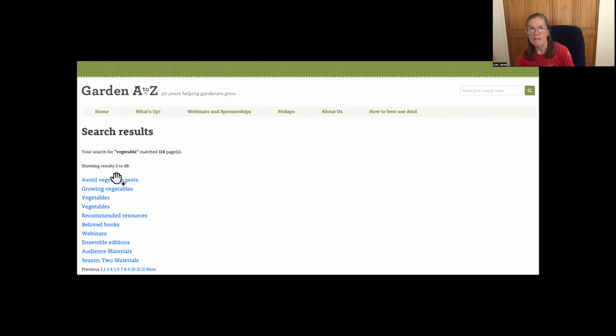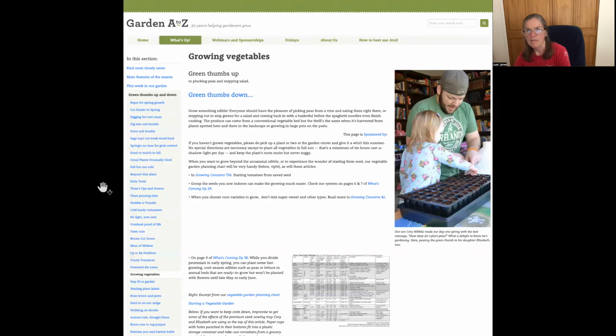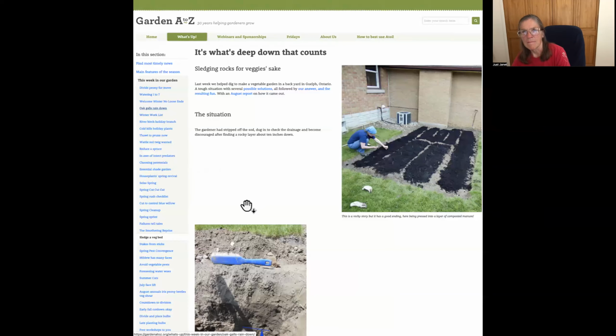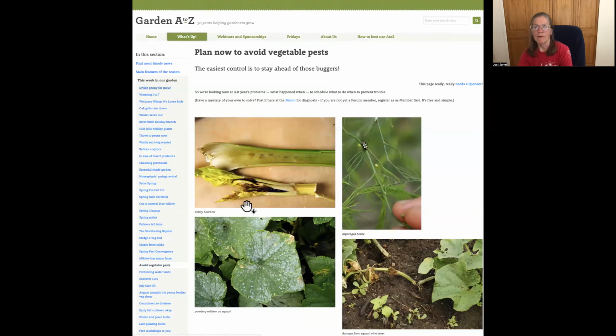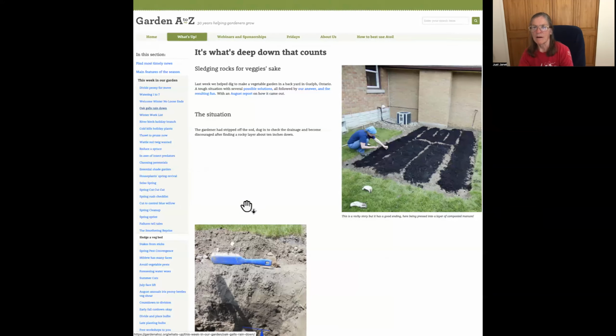So you can avoid vegetable pests, you can grow vegetables, you can just look at vegetables in general. For instance, growing vegetables is an article that explains that you can download this chart that we use, which tells us when to start things and what to do with them, and links you to other growing concerns 756 and what's coming up 29, growing concerns 42. Another article is about getting the soil ready in a vegetable bed. That's our daughter Sonia doing her first vegetable garden in the house. Right now there's a deck on top of that.